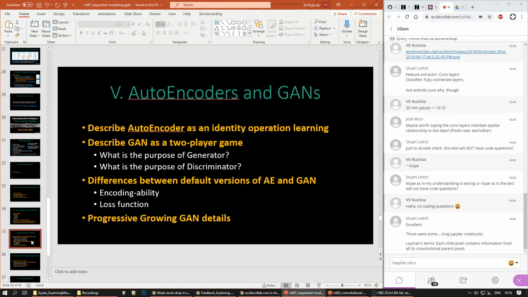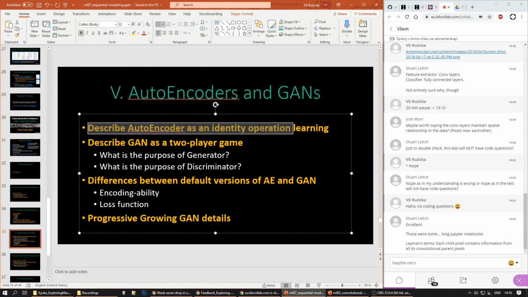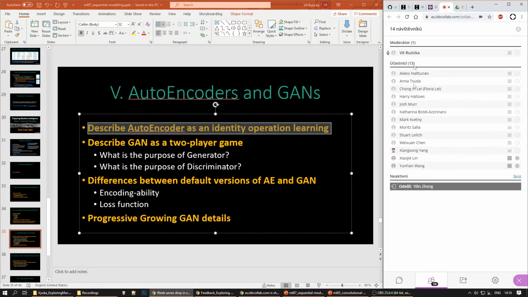Okay, let's talk about the other category, the next bit. And that would be the autoencoders and GANs. So the question I would like to ask is for someone to describe the autoencoder as identity operation learning, and what I mean by that as well. You can start by describing what an autoencoder is, but I would like it to be related to the identity operation learning. Any one of you who didn't speak much yet can speak up. Or the usual suspects can also speak up.